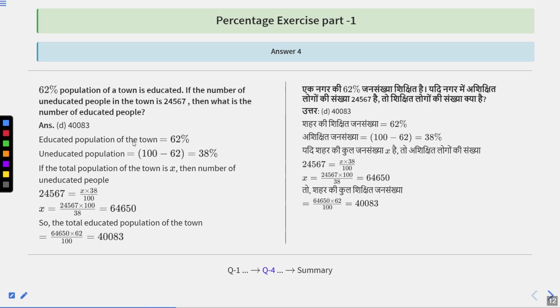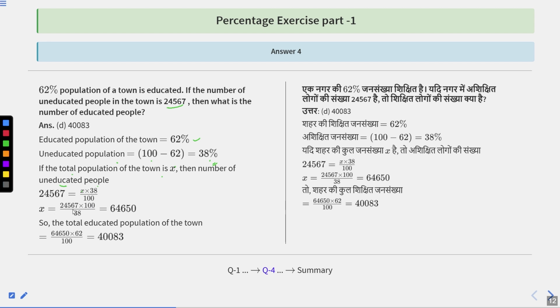So the educated population of the town was 62%. So that means the uneducated population is going to be 100 minus 62, that is 38%. So if the total population of the town is X, then the number of uneducated people is going to be 38% of X, that is X into 38 upon 100. But according to the question, the number of such people is 24,567. That means that 24,567 is equal to X into 38 upon 100.